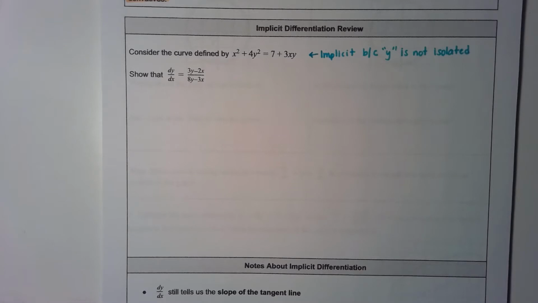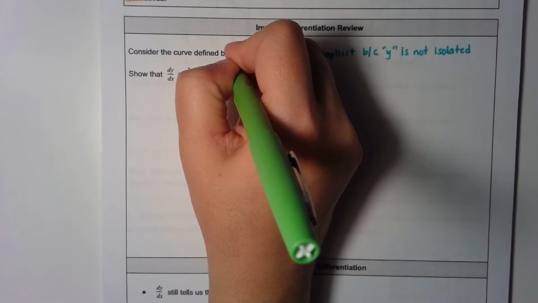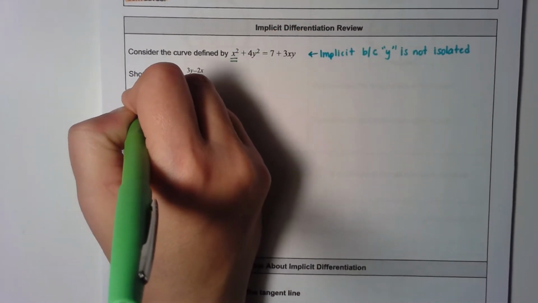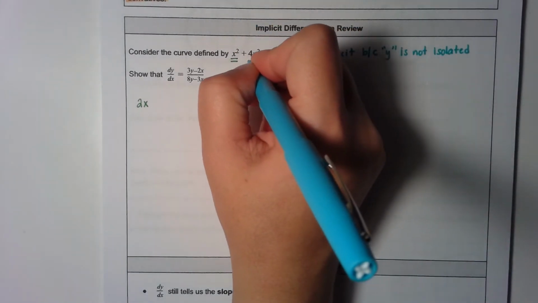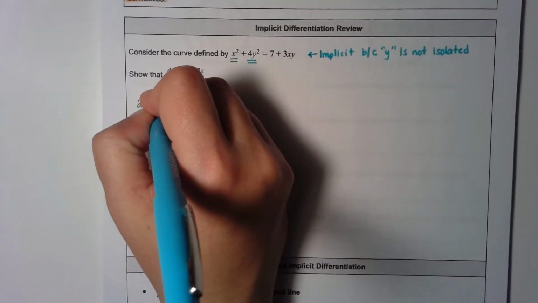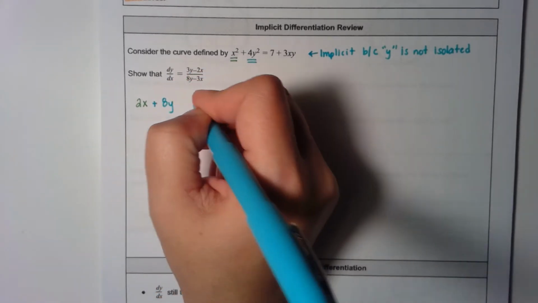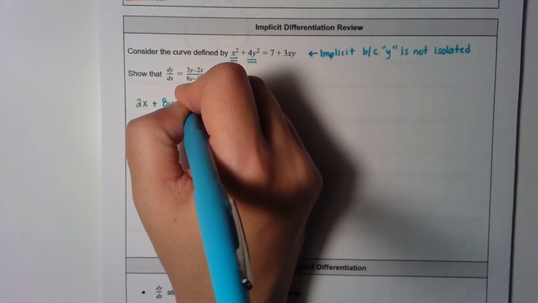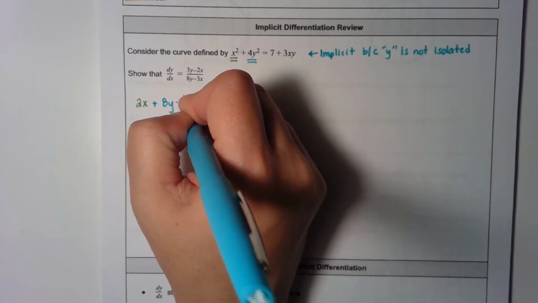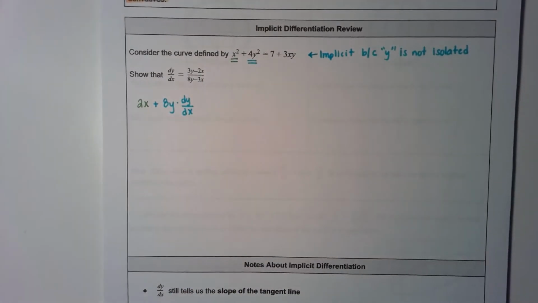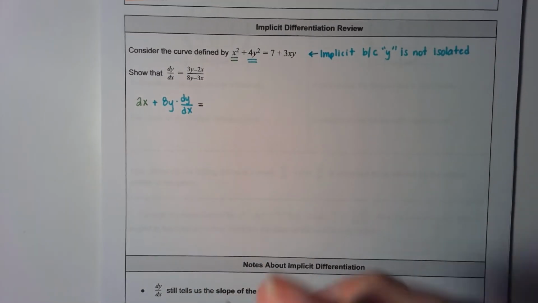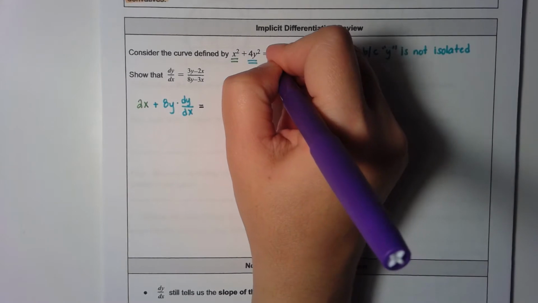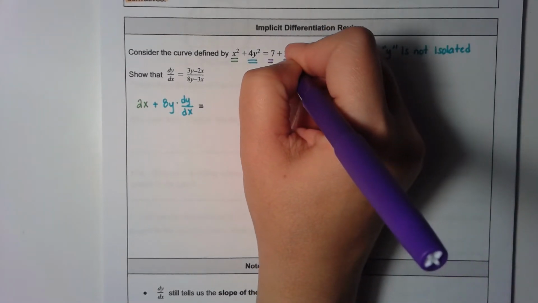So when I take the derivative here, I'm going to do it one term at a time. So the first term here is x squared, which means the derivative would be 2x. The second term here is 4y squared. Now, if your term has a y, you're going to take the derivative, which would be 8y, and then multiply by dy over dx. Then we're going to have our equals. And then on the other side of the equals sign, we're going to have the derivative of 7, which is 0, and then the derivative of 3xy.